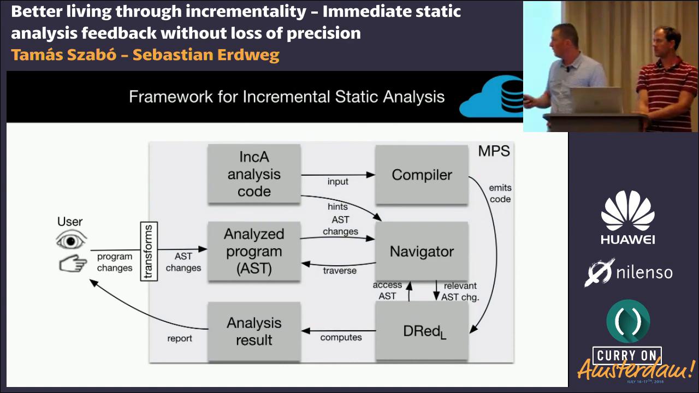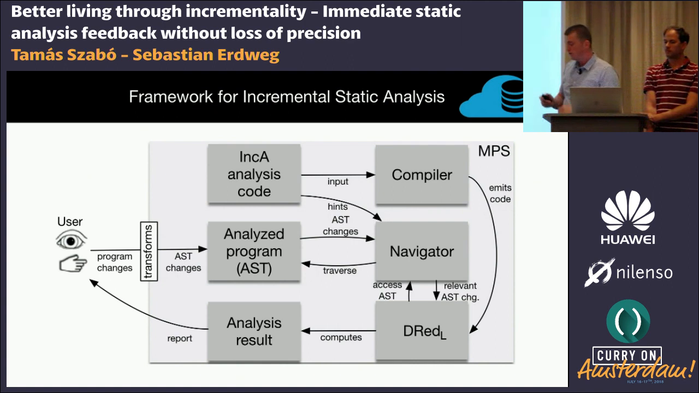I just want to lay out all these components into the framework as a closing remark. So you can imagine this whole framework. Here's a software engineer who's working in an IDE. We expect that the IDE translates the program changes into AST changes, node deletions, edge insertions, and so on. This is our analyzed program. Here's the Inca analysis code, which is developed by an analysis developer, which is translated by the compiler to this computation network and the underlying algorithm, which we call DRED-L.